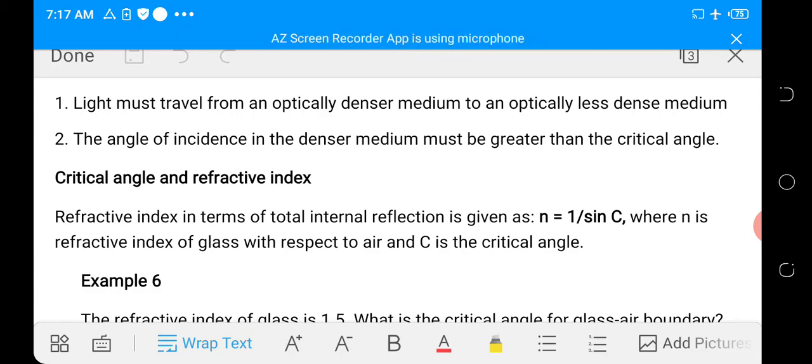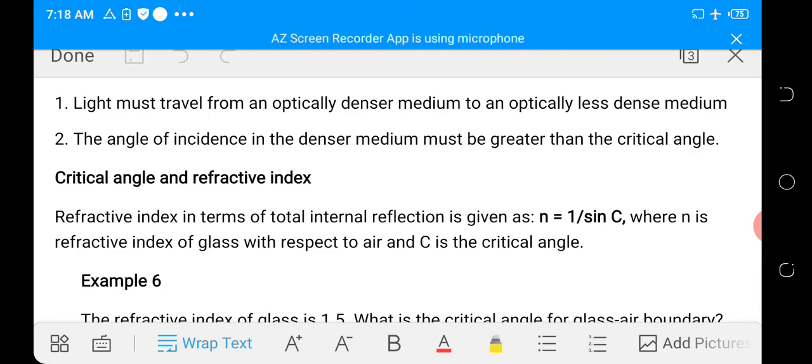When we increase the angle of incidence beyond the critical angle, that is when our angle of incidence is greater than the critical angle, that's when we have total internal reflection. So the angle of incidence must be greater than the critical angle. So the two conditions again are: one, light must be traveling from an optically denser medium to an optically less dense medium; two, the angle of incidence in the denser medium must be greater than the critical angle. In other words, the critical angle of the denser medium must be exceeded.